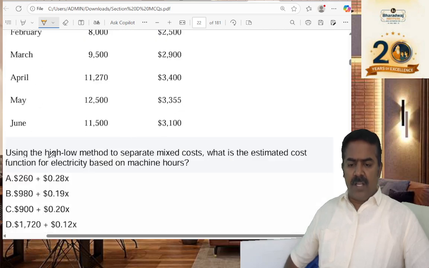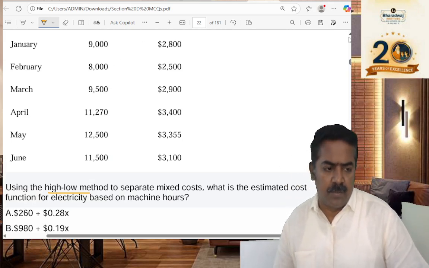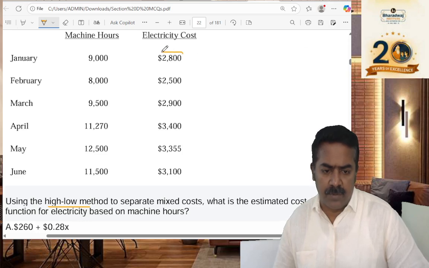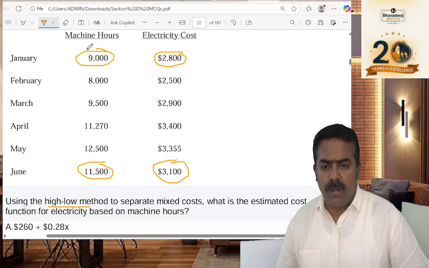They ask you to use the high-low method. High-low method is nothing but change in cost divided by change in output. Change in cost divided by change in output. 8,000 rupees, we can take it like that.